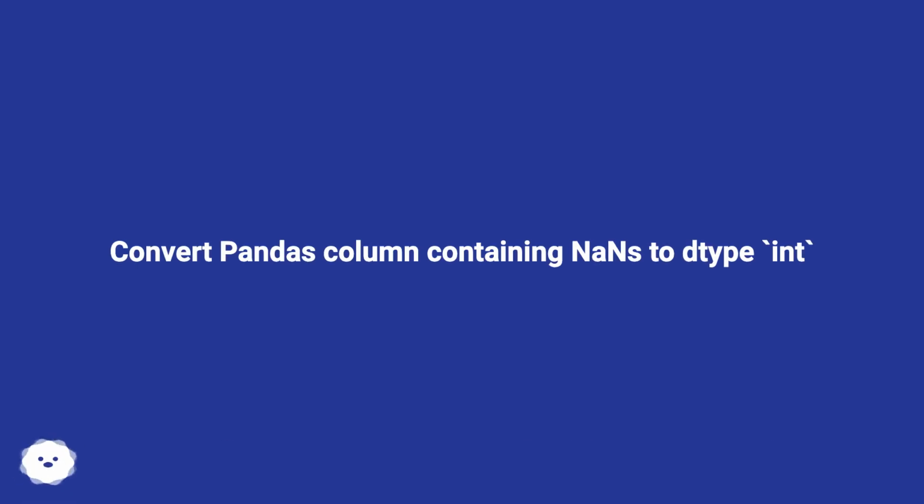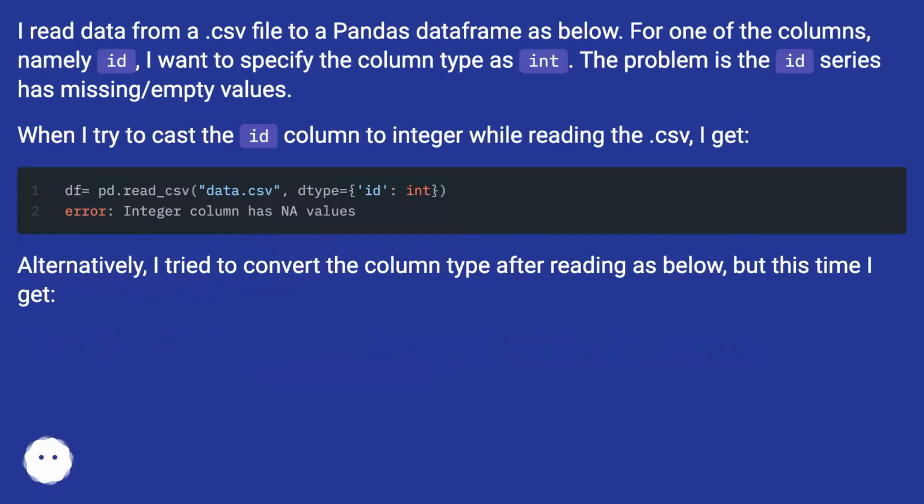Convert Pandas column containing NaNs to Dtype int. I read data from a .csv file to a Pandas data frame as below. For one of the columns, namely ID, I want to specify the column type as int. The problem is the ID series has missing empty values.